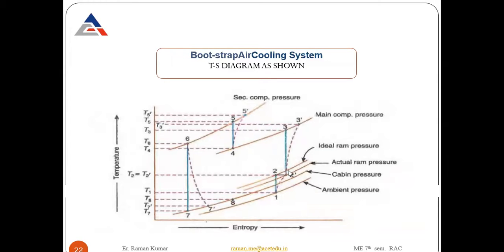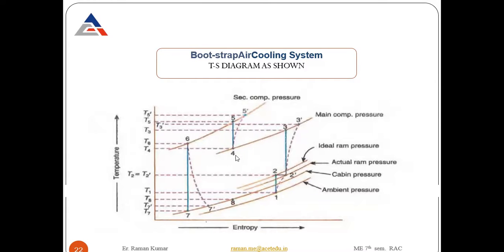Okay. Then after 2 dash, it will pass to the main compressor where its pressure and temperature both get increased from 2 dash to 3. Now, due to internal friction and irreversible process, its actual pressure increases from 2 dash to 3 dash. After this, from 3 dash to 4, it passes through the first heat exchanger and its temperature gets reduced from 3 dash to 4.